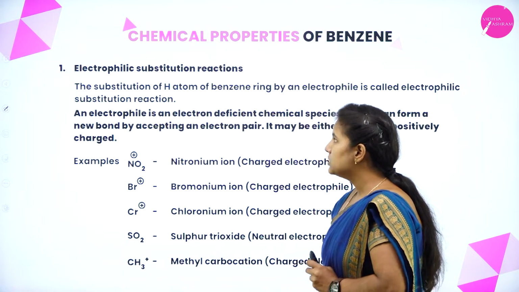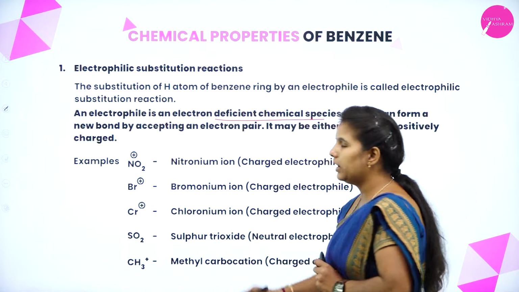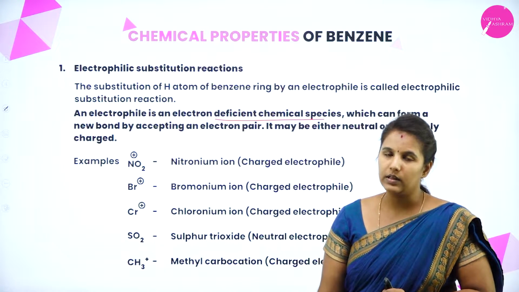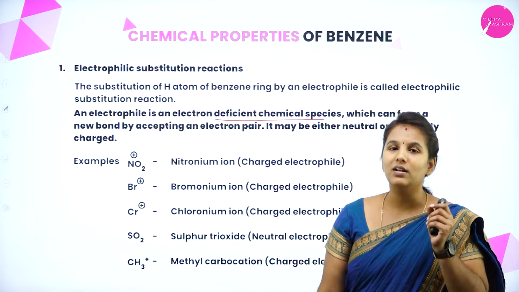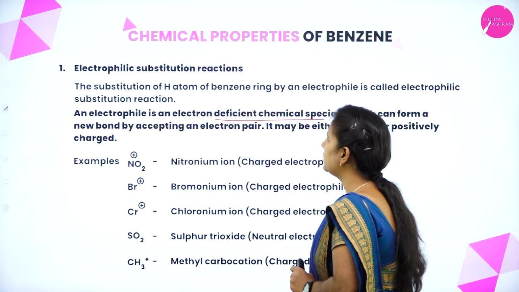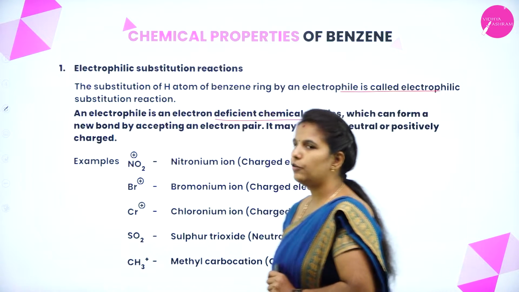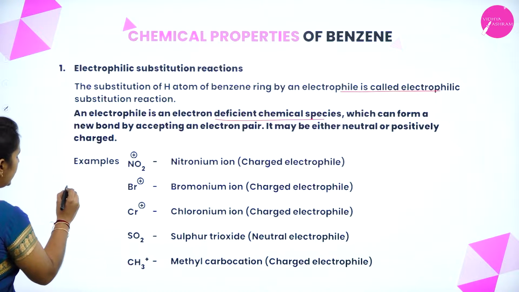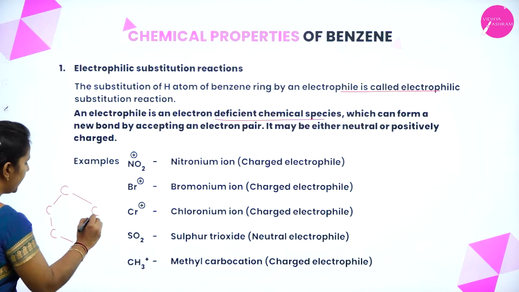We all know that an electrophile is nothing but an electron-deficient species. Electron-deficient species are known as electrophiles, whereas a nucleophile is an electron-rich species. The substitution of a hydrogen atom of a benzene ring by an electrophile is known as electrophilic substitution reaction. For that, I can write the benzene ring so that you will understand how this substitution reaction takes place in benzene.